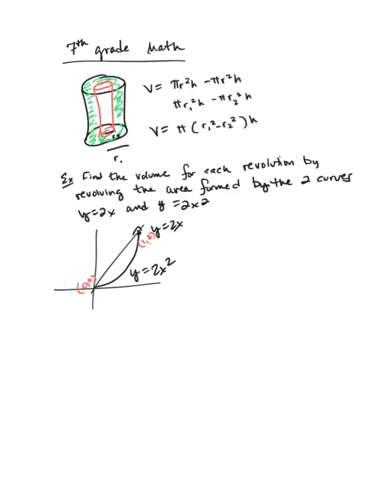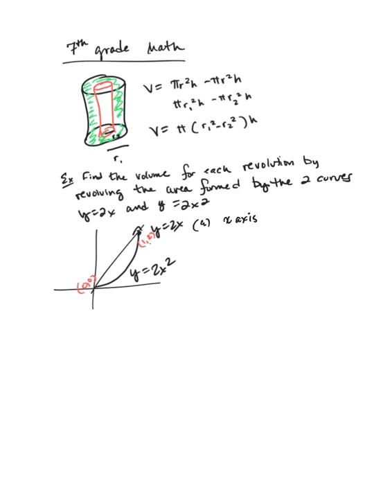All right, so we're going to find the volume for each revolution by revolving the area formed by the two curves, y equals 2x and y equals 2x squared. Okay, so it all depends on what you're revolving around. So for the first question, we're going to revolve around the x-axis.